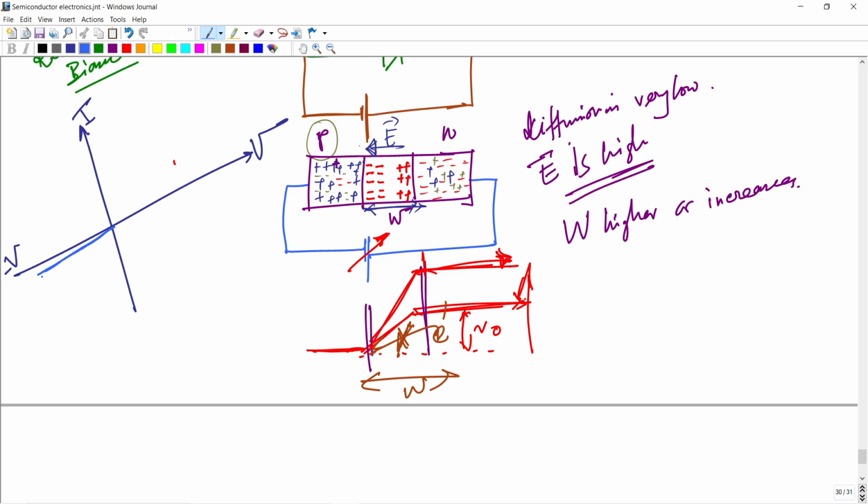And after crossing this, if I increase the reverse voltage very high, after crossing some voltage called the breakdown voltage, VBR, you get a huge current. Then the junction breaks and we get a huge amount of current. This is also called the burnout region, and we lose the diode.